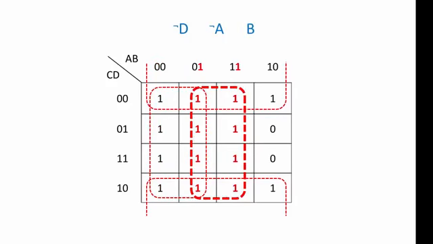And in this final group, you can see that all of the ones correspond to an input value for B of 1. So this group represents B. Now, because these are 3 separate groups, we relate them using the OR operator. So our final expression is not D or not A or B. You can see then, for Karnaugh maps with 4 variables, the same rules apply as do for Karnaugh maps with 2 and 3 variables.